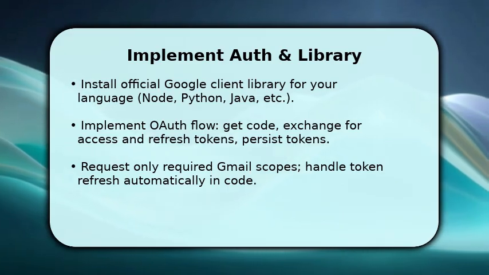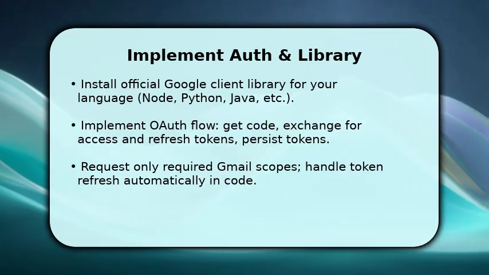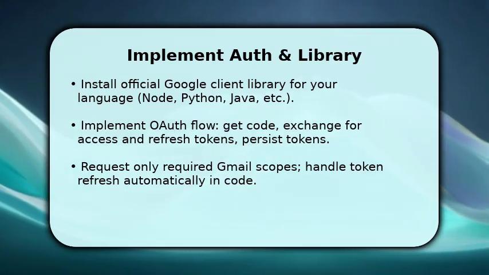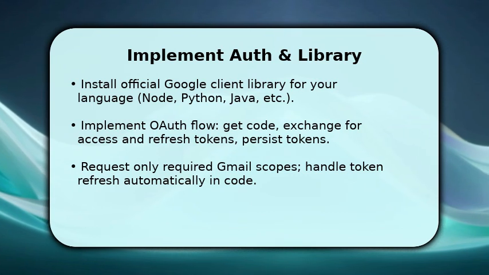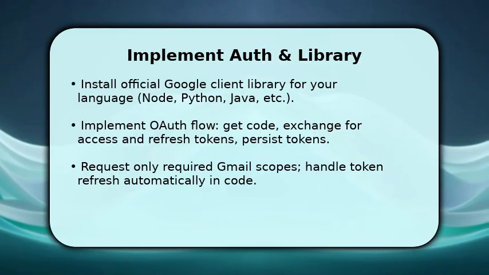Make sure your code requests only the necessary Gmail scopes and configures automatic token refresh so sessions remain valid. Finally, initialize the Gmail client with credentials and perform a simple API call to list labels to verify everything works.